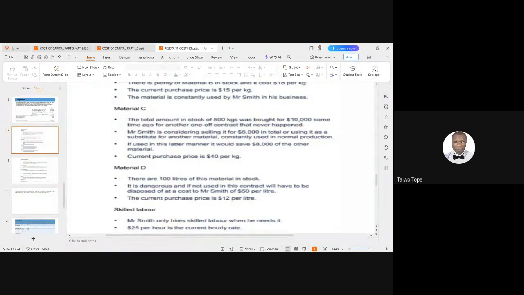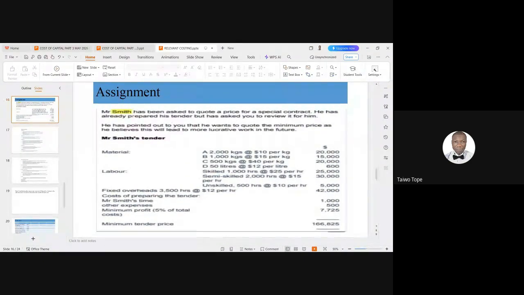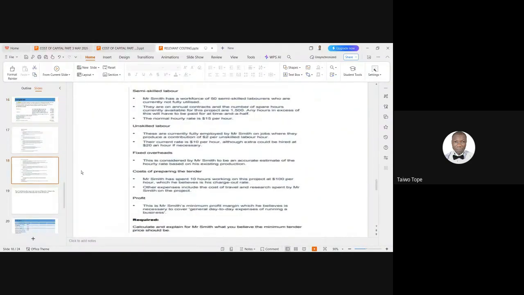production. So when you see a question like this, the portion that will be used is what you will account for. It means, let me go to the main question. Material D. What Mr. Smith needs is 50 liters, but what is in the store is 100 liters. So if Mr. Smith should use 50 out of what is in the store, it means Mr. Smith will save how much?